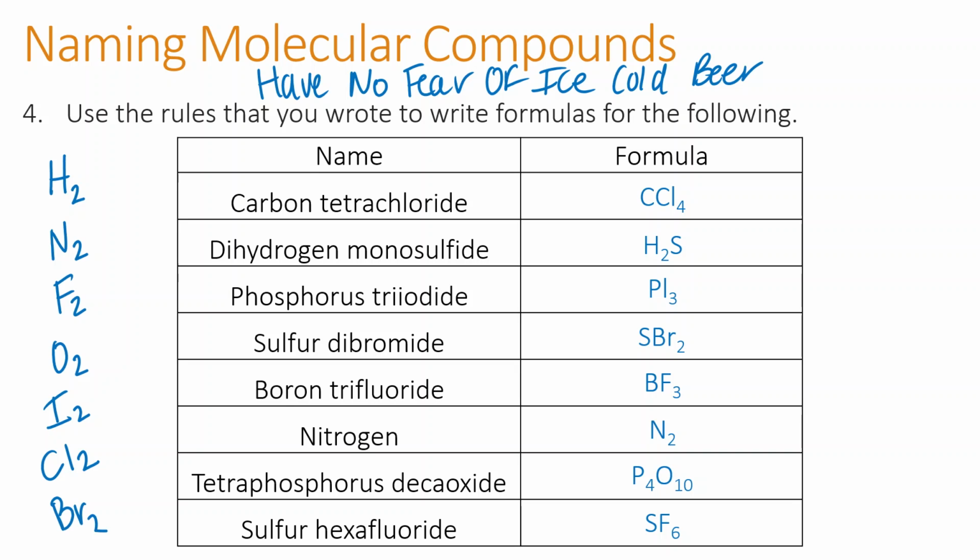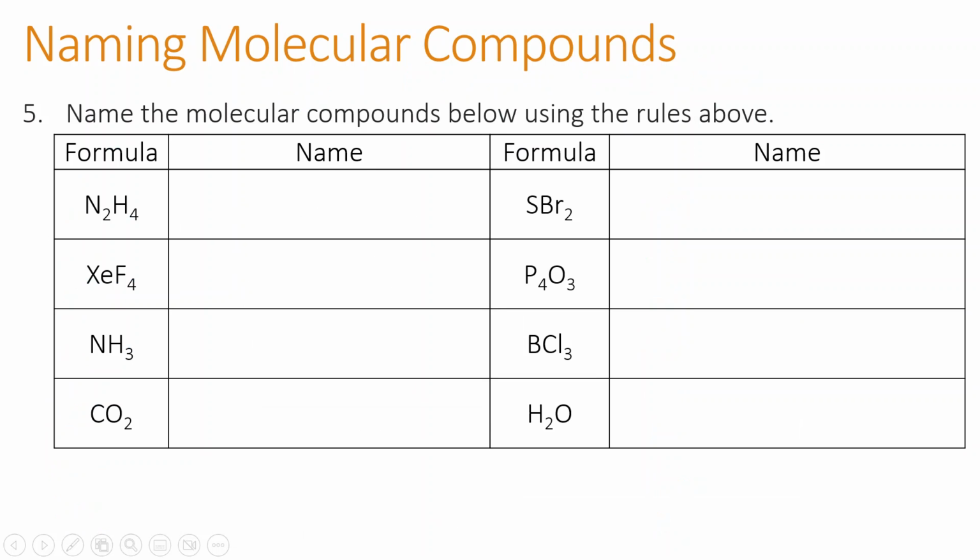Tetraphosphorus decaoxide, P4O10, and sulfur hexafluoride, SF6. At the top of the next page, you've got a detailed description of all the steps to write a formula into a name. So we're going to go ahead and use those to figure out these names.